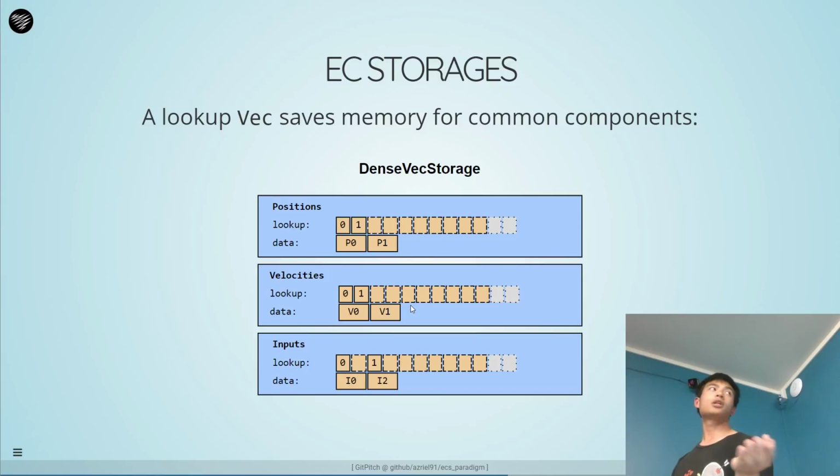So for example, positions and velocities here, if they are bigger than the usize, which is the vector's indexing type, it's going to compress that down. So if you only have, say, two entities that have these components, you're only going to have a data vector which has those two elements, and the lookup table, which is still sparse, will point to the dense vector.